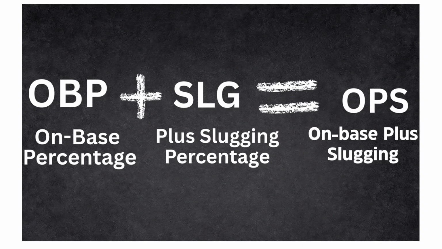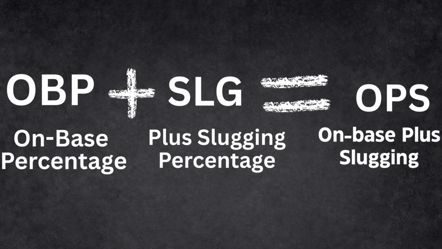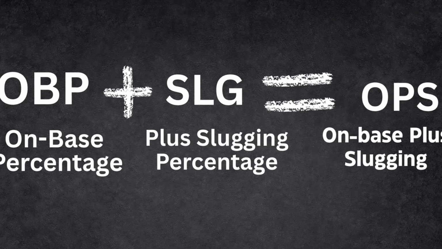So then to get the OPS, you just add those 2 numbers together. The .350 for the on-base percentage, the .500 for the slugging percentage, that gives you an OPS of .850. Your really good offensive players will get somewhere around .900 or even 1.000. 1.000 is a really, really good number for an OPS.